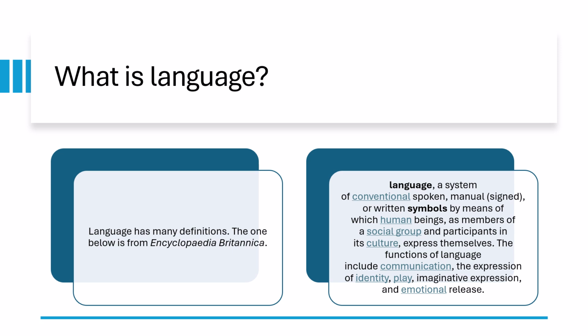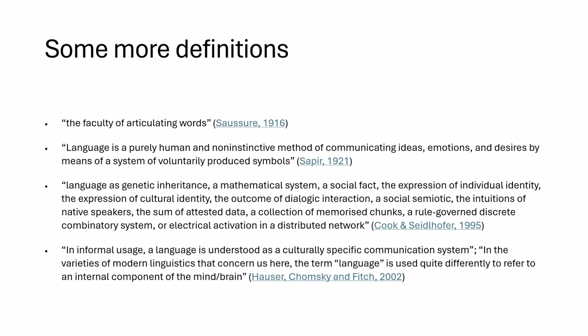And the one that is not indicated with a link, we try to make it bold so that you can easily identify the features we are going to be discussing later. Now let's look at some more definitions. So we look at Saussure 1960. It said that language is the faculty of articulating words. Then Sapir 1921 said language is a purely human and non-instinctive method of communicating ideas, emotions, and desires by means of a system of voluntarily produced symbols. So you see again symbols, you see again system, you see again communication.